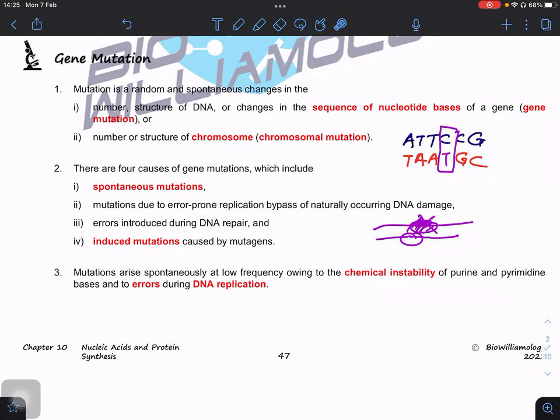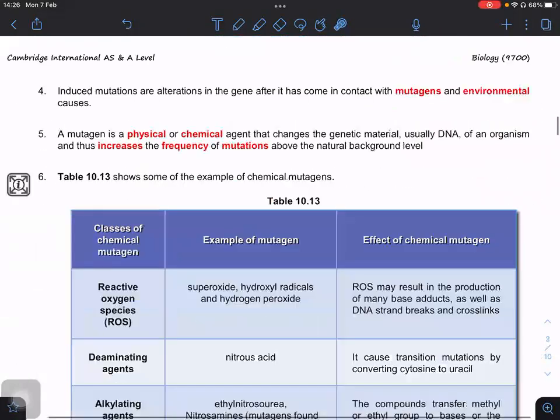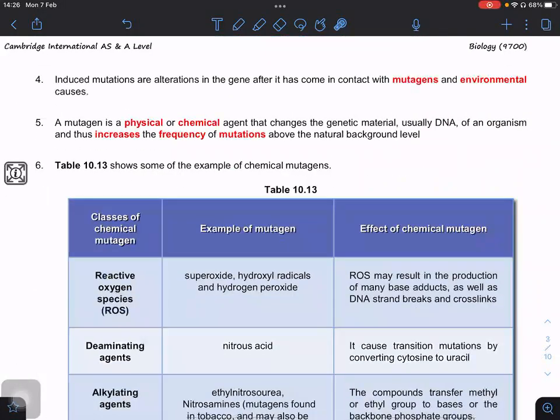Are you clear? Okay. So mutation arises spontaneously at a low frequency due to the chemical instability of the purine and pyrimidine and the error during DNA replication. So it means that we add the wrong one, okay? Induced mutations are alterations on the gene after it has come into contact with mutagens and environmental causes. It can be either physical or chemical. So the idea here is to increase the frequency of the mutation, or increase the rate of mutation.